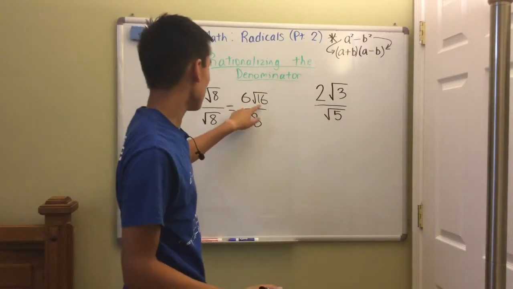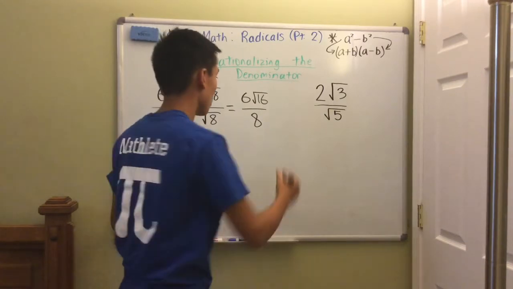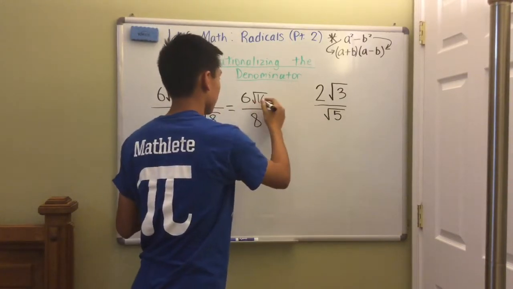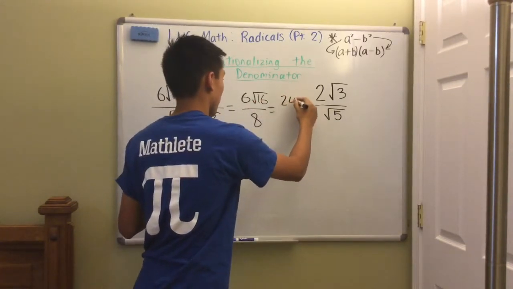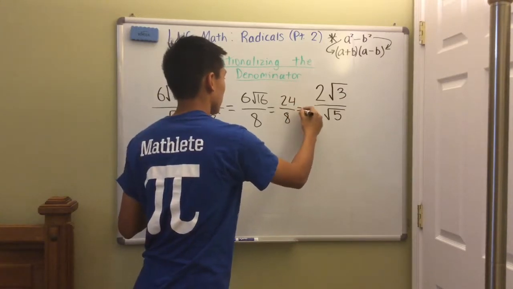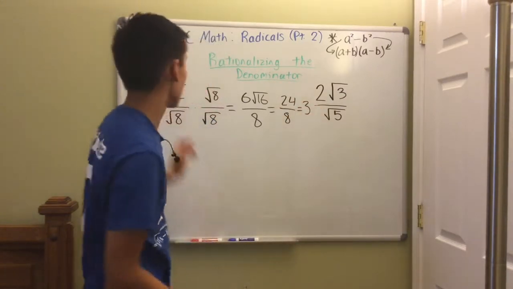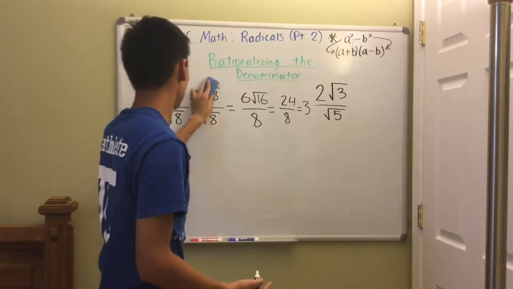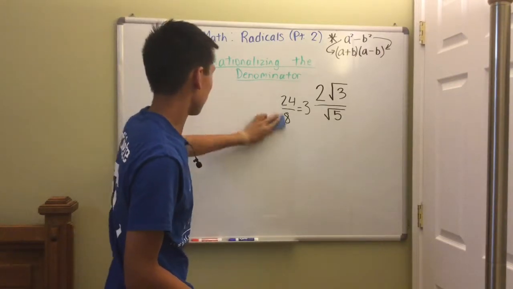If we look here, the square root of 16 is equal to 4, so that would be equal to 6 times 4 equals 24 over 8, which still equals 3. And we get the same answer. Let's move on to the next problem.